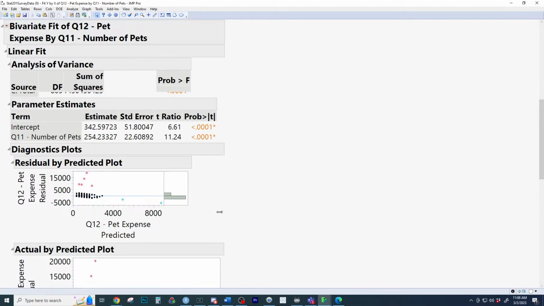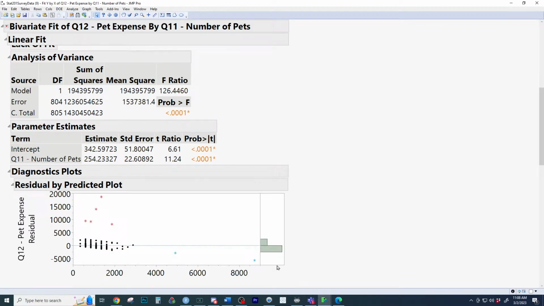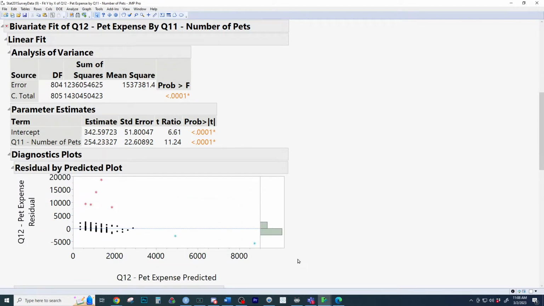Wow. Oh wait, we want this one. Whoops, wrong one. There we go. Here is the one that you want right here. I grabbed the wrong residual plot. It's the first one we want.